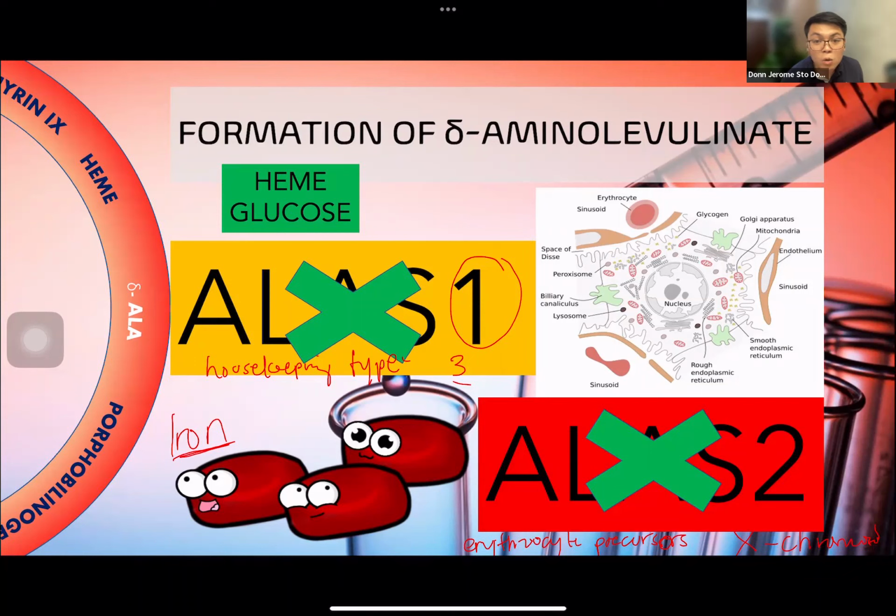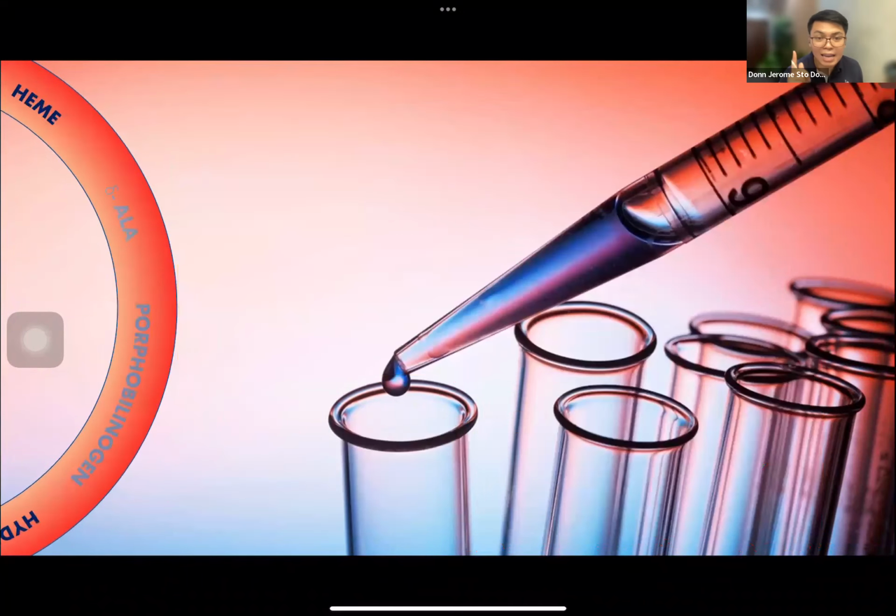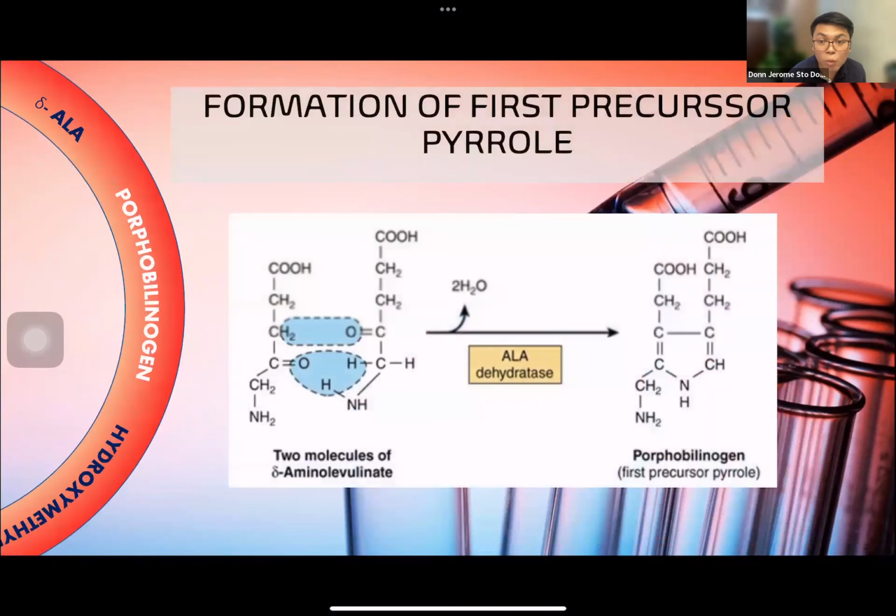Okay? Glucose also inhibits ALAS. Later on, we'll be discussing what's the mechanism behind that. Okay? So next, the ALA that you form will go outside of the mitochondria to the cytoplasm, and two molecules of which are needed to form your porphobilinogen, the first precursor pyrrole.